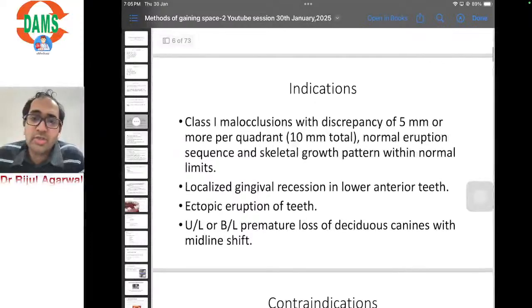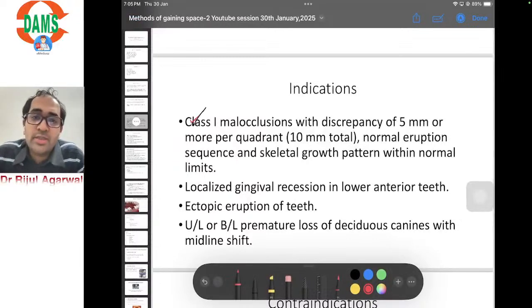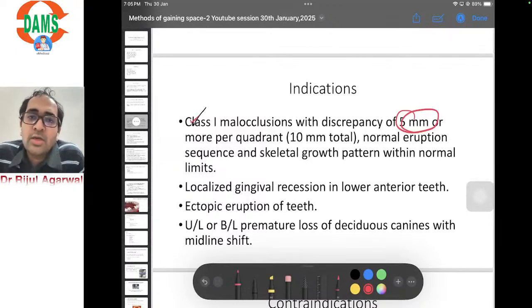So what are the indications for serial extraction? First of all, it should be a class 1 malocclusion with a discrepancy of 5 mm or more per quadrant. Students, please note this discrepancy value is very important because it comes as a question in your exam. That is approximately 10 mm in total. There should be a normal eruption sequence and the skeletal growth pattern should be within normal limits. Next is localized gingival recession in lower anterior teeth, ectopic eruption of teeth, and unilateral or bilateral premature loss of deciduous canines with midline shift.